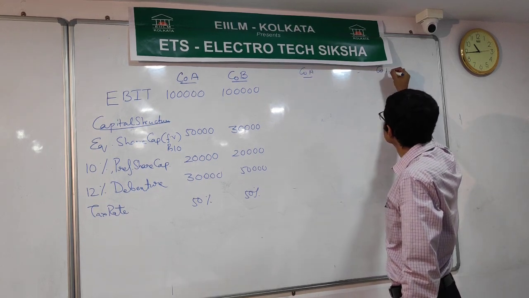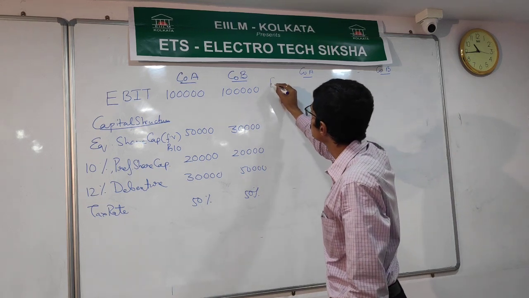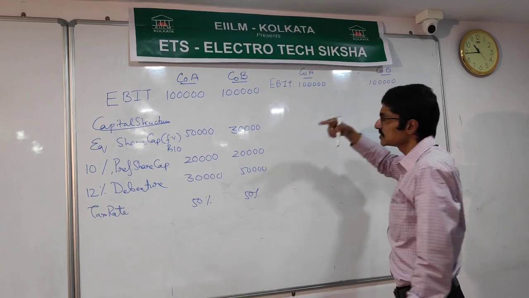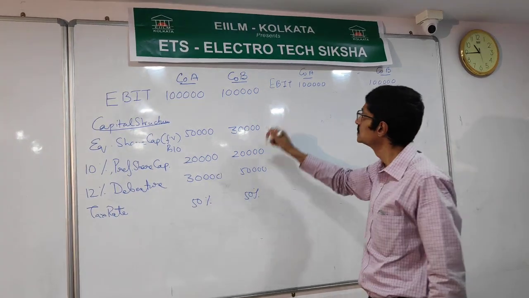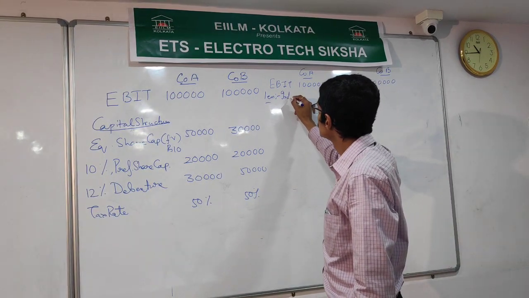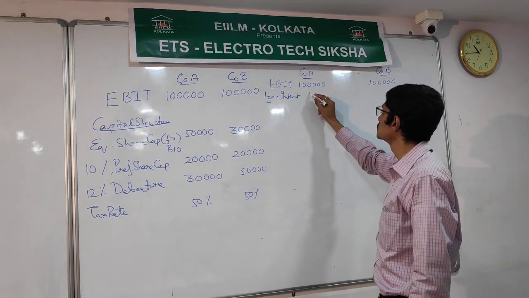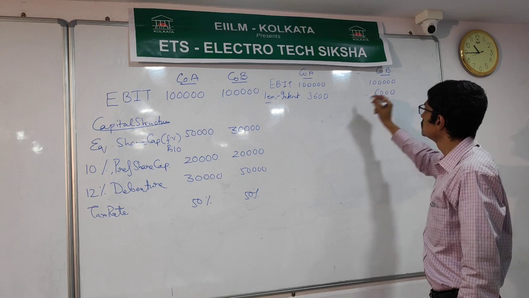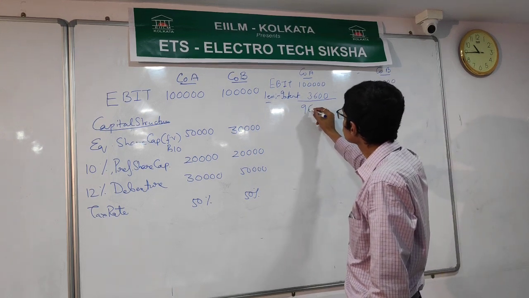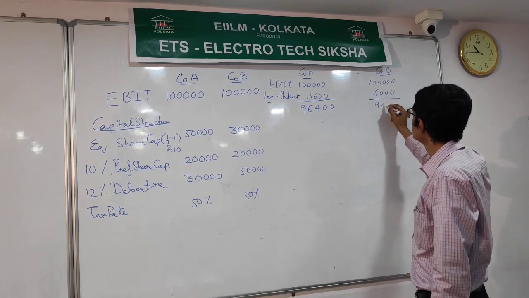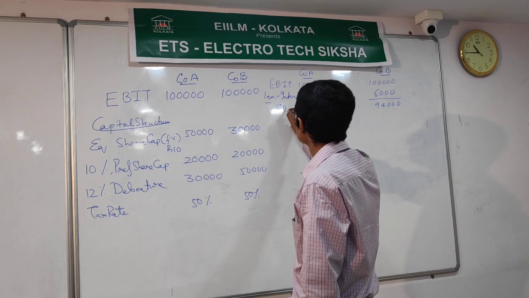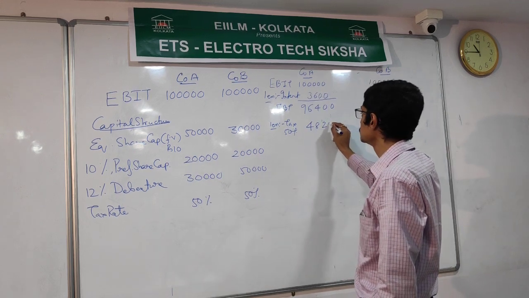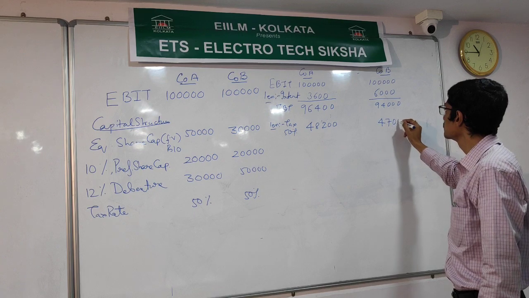Let's calculate this for both the companies, company A and company B. First, we start off with the EBIT, which for both the companies is 1 lakh. The first thing we are going to deduct from this is the debenture interest. Less interest, which in the case of company A is 12% of 30,000, which is 3,600, and for company B, 12% of 50,000, which is 6,000. From here, we get the value of EBT, earnings before tax. Less tax, which is 50%, it is 48,200 in one case, and in the other case it is 47,000.